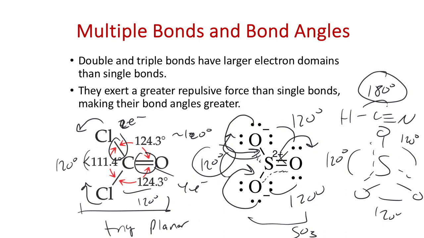So we got to be careful of thinking about localized versus delocalized bonding. So I have a localized double bond in COCl2. I have a delocalized bond in SO3. So the delocalization kind of removes the effect of that double bond, single bond repulsions because I really don't have a double bond.